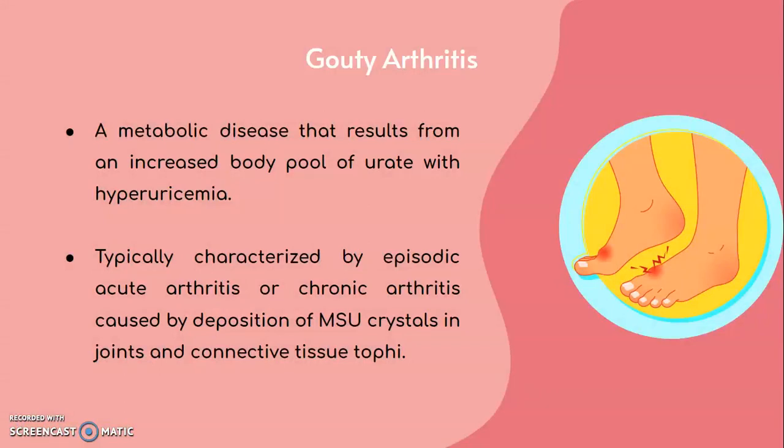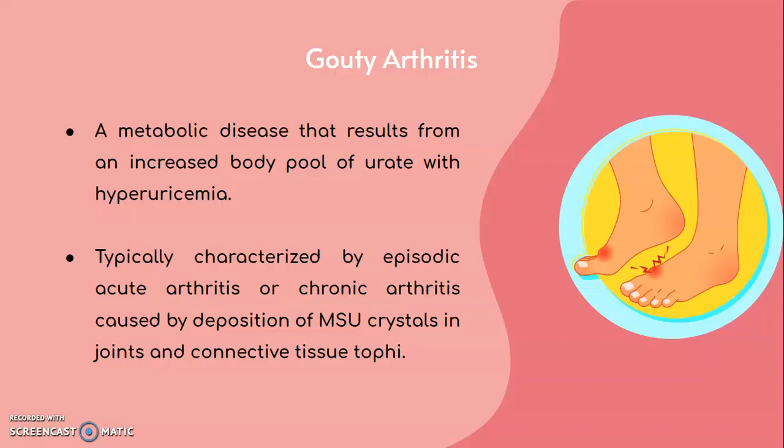Essentially, gout is a type of arthritis that happens when there is too much uric acid in the blood and it forms sharp crystals in one or more joints. It is a metabolic disease that results from an increased body flow of urate with hyperuricemia. However, bear in mind that not all patients who are diagnosed with hyperuricemia have gout.